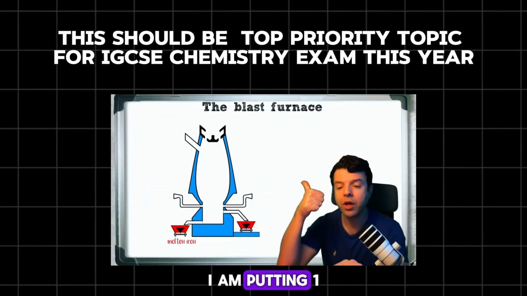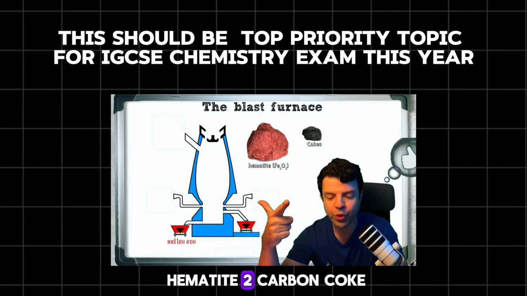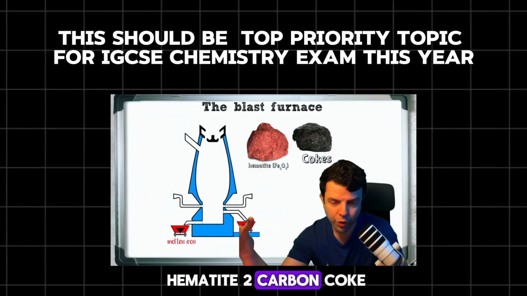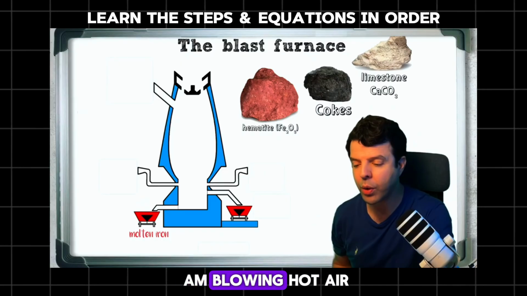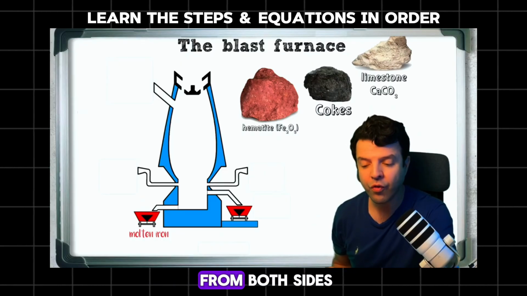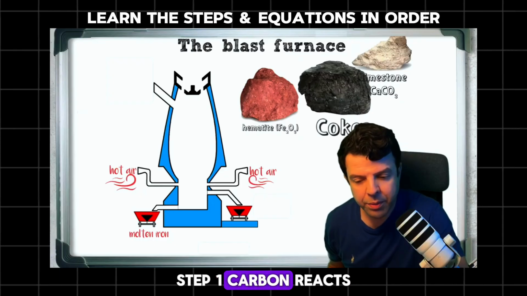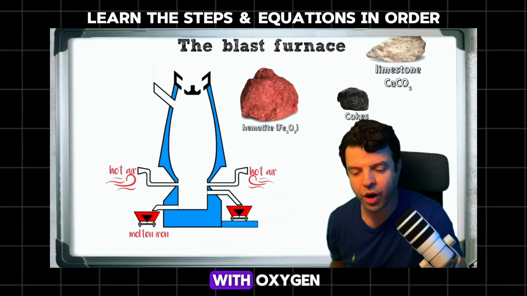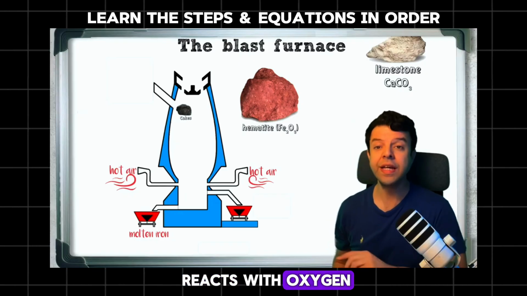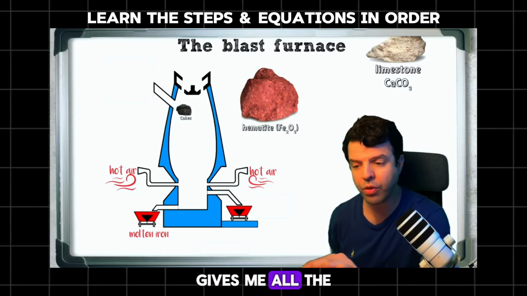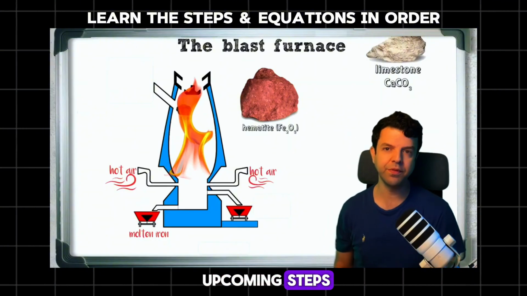I am putting 1 hematite, 2 carbon, coke, 3 limestone. Plus I am blowing hot air from both sides. Step 1, carbon reacts with oxygen. So this carbon here reacts with oxygen, gives me all the heat necessary for the upcoming steps, right?